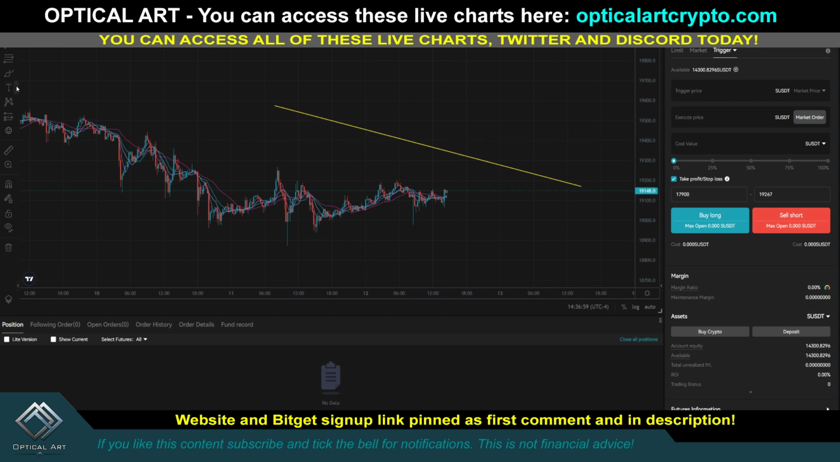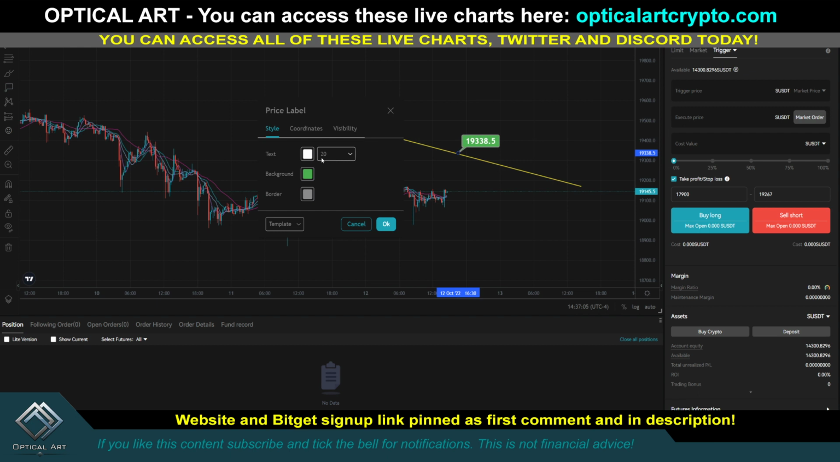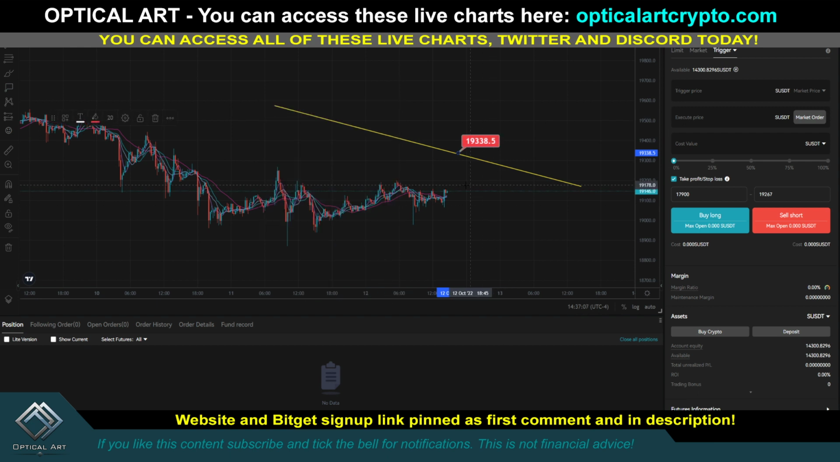So let's just put a price label here just to kind of show you. So I'm going to put a price label right here, all right? And I always make them red for short. So I know that if price pushes up to this point, I want to short.